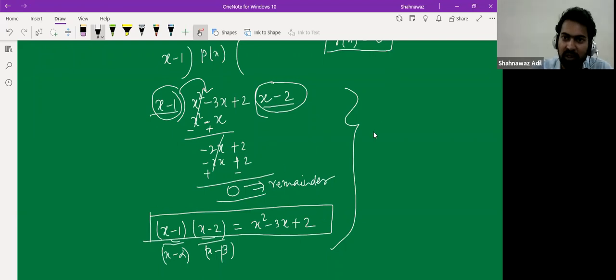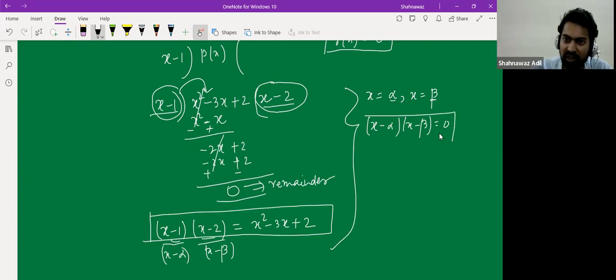If you have the zeros x equals alpha and x equals beta, what will be the quadratic equation? x minus alpha and x minus beta equals to 0. So this will be the quadratic equation, na?